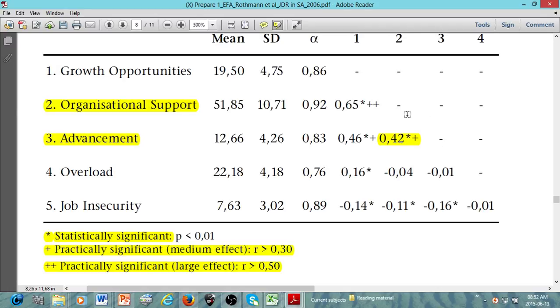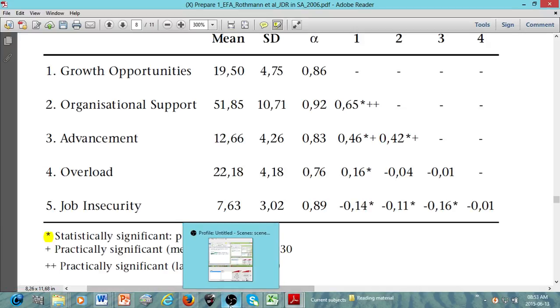Okay, so I hope that this video helped you in terms of reading and understanding correlation coefficients. Just keep practicing, it will come with time. All the best of wishes.